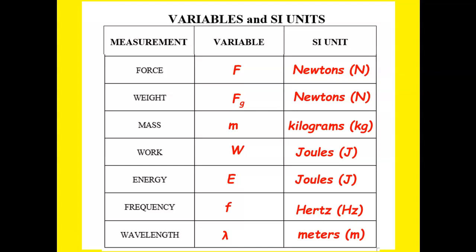Capital E is energy, which can be KE or PE, kinetic or potential, which also have the units of joules. Then frequency, which is lowercase f, because capital F, of course, is force. Frequency's unit is hertz. And then the upside down y, which is actually called lambda, stands for wavelength, which again is a length, which is a distance, which is meters.